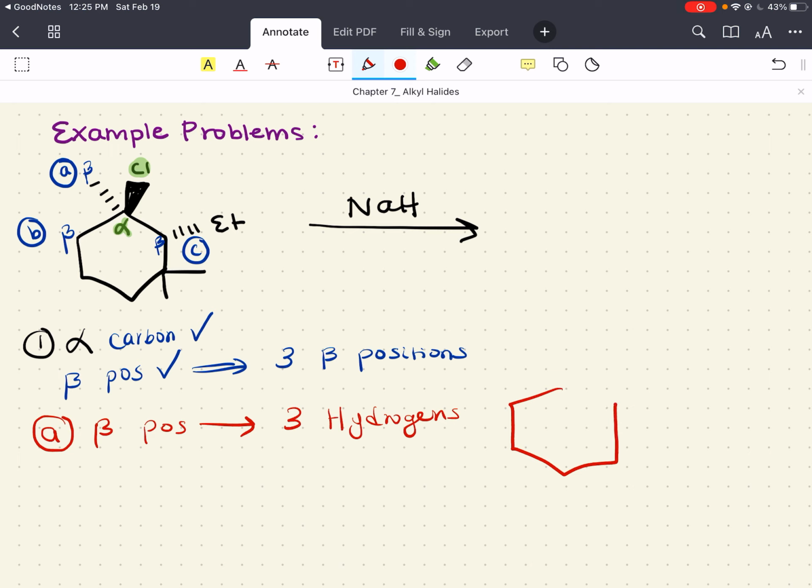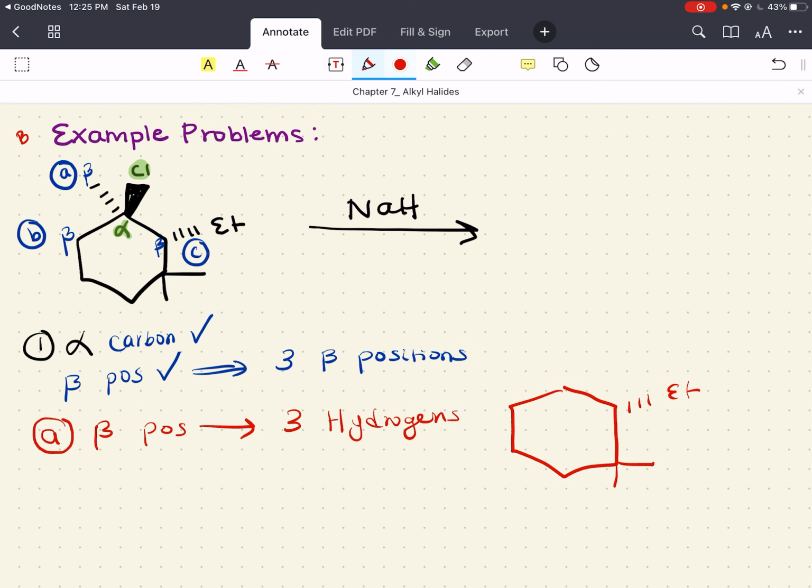So that means everything else stays the same. We don't change any of this. Our base is going to come in, steal a hydrogen. The hydrogen is going to dump its electrons between the beta and alpha position, and then your chlorine will leave. So what you form is just a double bond right here. This is our first product. That's our first product.